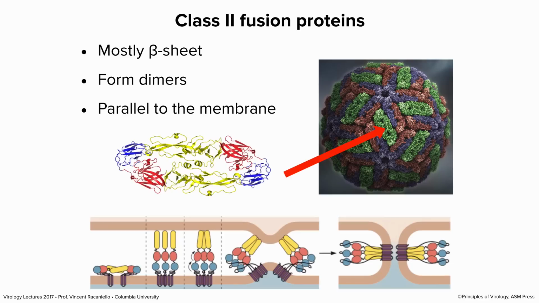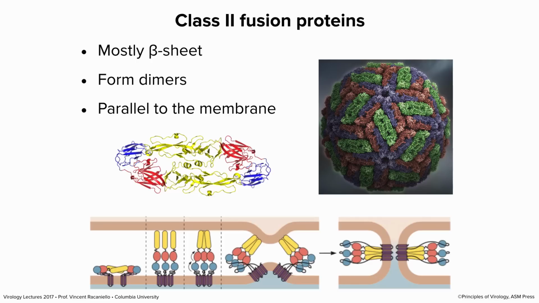There are two components to that. It's lying parallel to the membrane. And that's diagrammed here on the lower left. Here is the glycoprotein dimer lying parallel to the membrane. If this were influenza, they'd be sticking up. So these are class 2 glycoproteins. For the flavivirus, it's called the E glycoprotein. And these also catalyze fusion triggered by low pH.